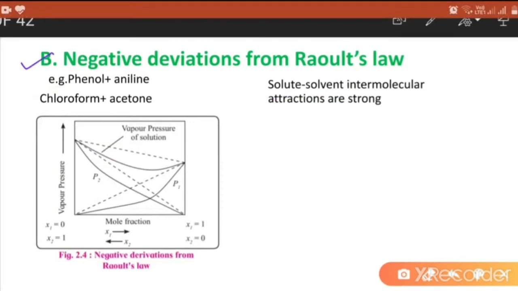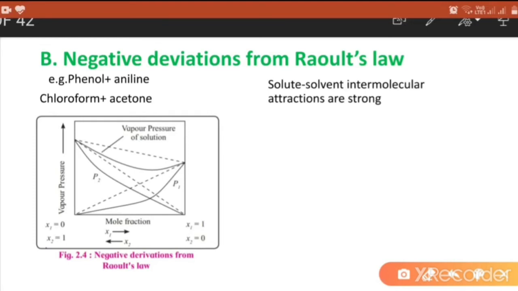Negative deviations from Raoult's law. See the diagram, see this graph. x1 is equal to 1. This is the mole fraction of the first component at the initial stage. It becomes 1, and this is the original graph, which is in the form of a straight line, and this is negative deviation.